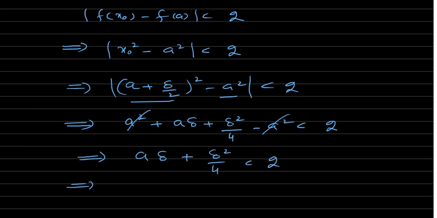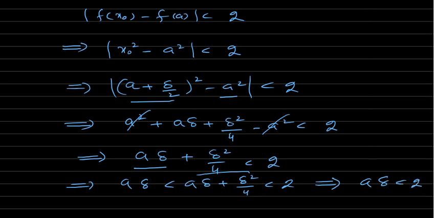Now this a delta is less than a delta plus delta square by 4, because you are adding a positive number, but this thing is less than 2. Which means that a delta is less than 2 for all a positive. This is true for all a, because a is any positive number. So we have a delta less than 2 for all a positive. Is it true? This is true for all a positive.